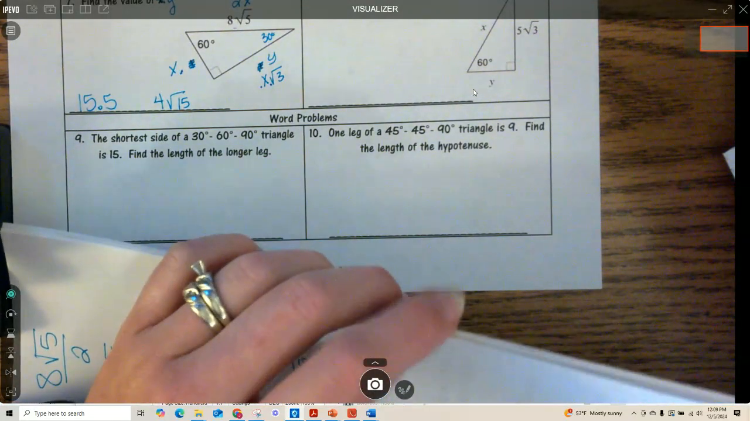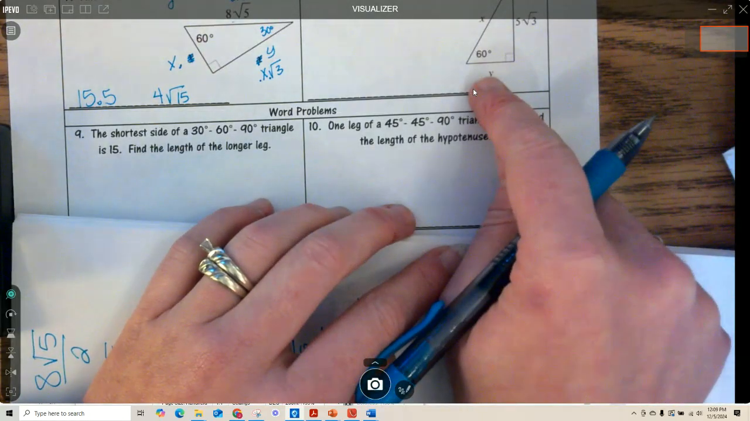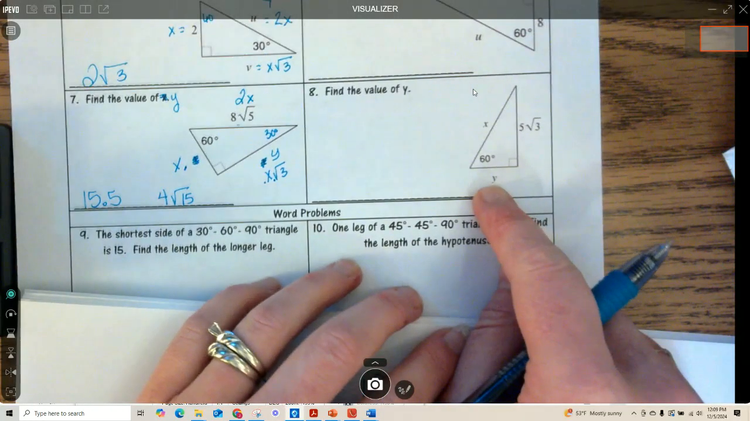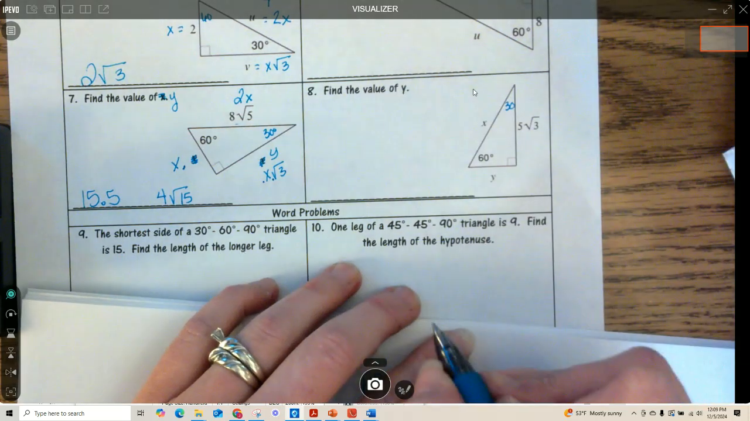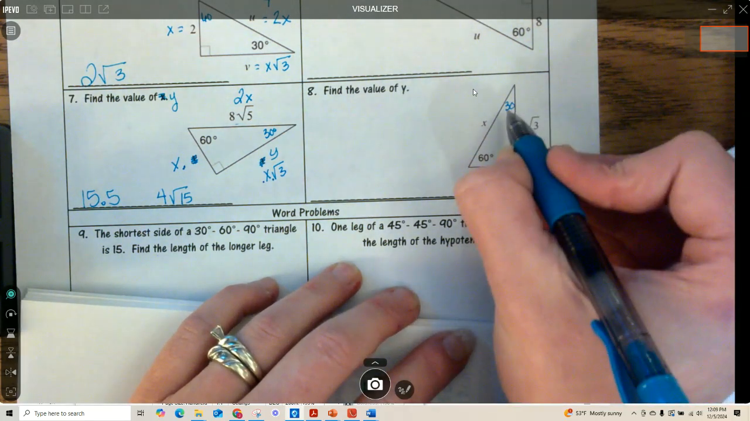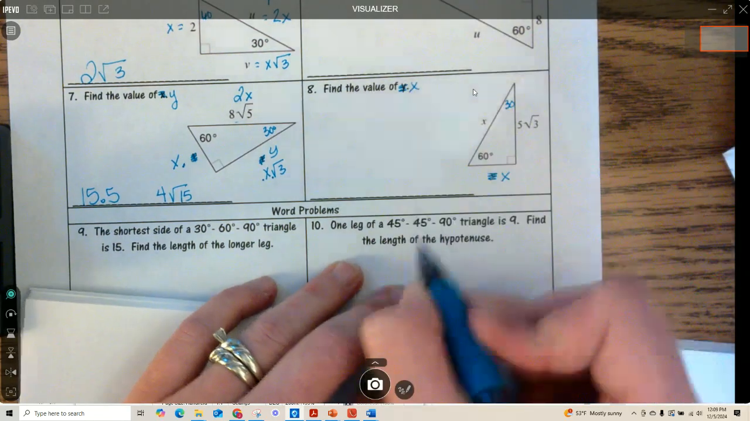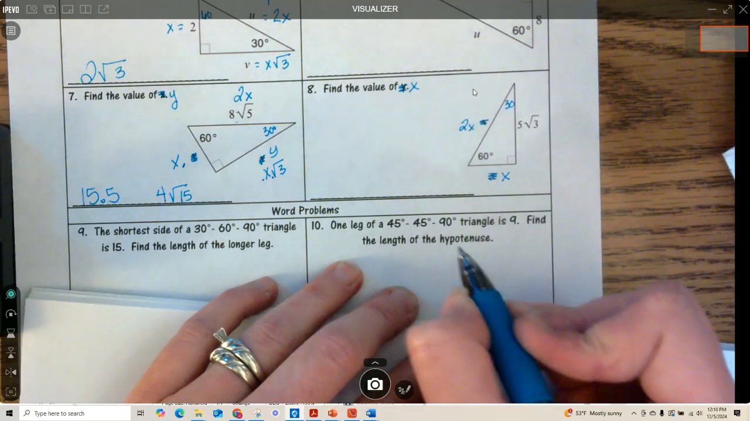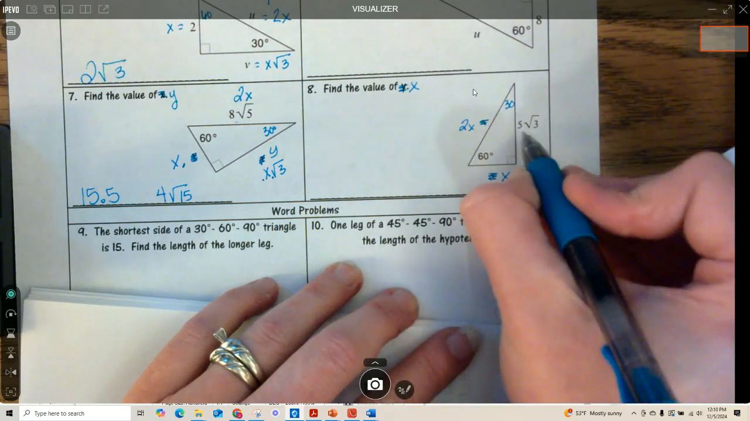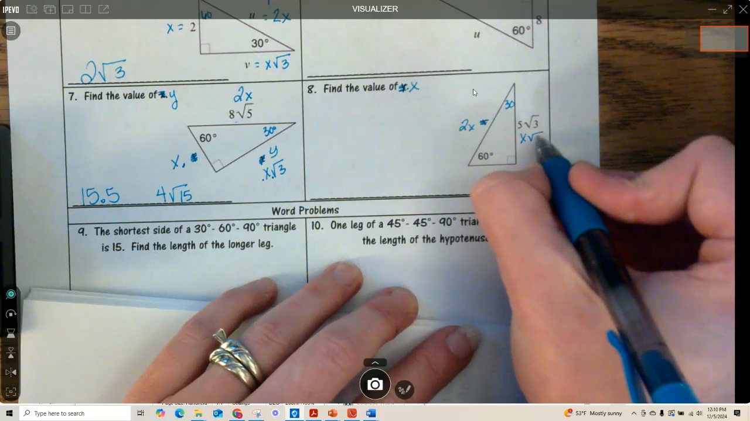The one I left you really easy. All right, we're finding the value of y here. So if this is a 60, this is a 30, right? So typically the side opposite the 30, we would label with an x. So we're going to find the value of x. The hypotenuse is going to be 2 times x. And then the leg opposite the 60 is x times the square root of 3.